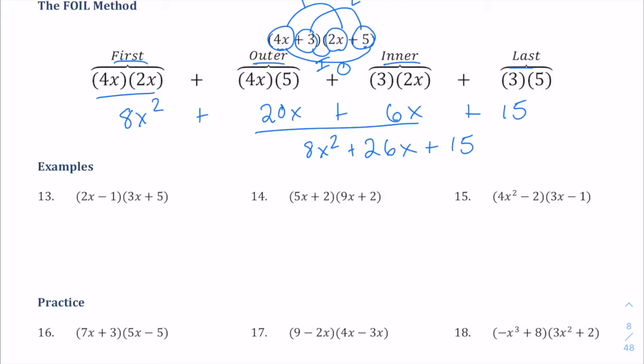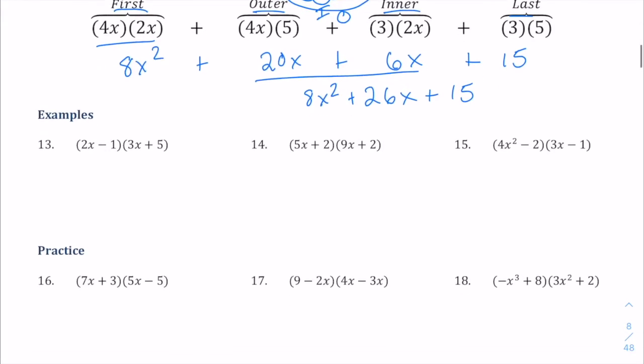So let me show at least one more example each way. So let's go ahead and try number 13 here. So if we use the FOIL method, we're going to take 2x times 3x and get 6x squared. So that's our firsts. And then we'll do the outer. 2x times 5 is 10x.